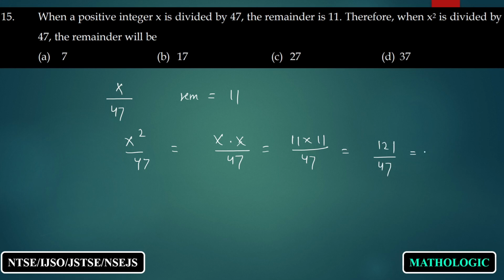We can further divide it, so we can write 47 times 2 is 94 and 27 will be left over here divided by 47. Now 27 is less than 47, so this will be the remainder. 27 is the remainder over here. So by using these standard properties of division, the remainder theorem, we can find the answer of these problems.